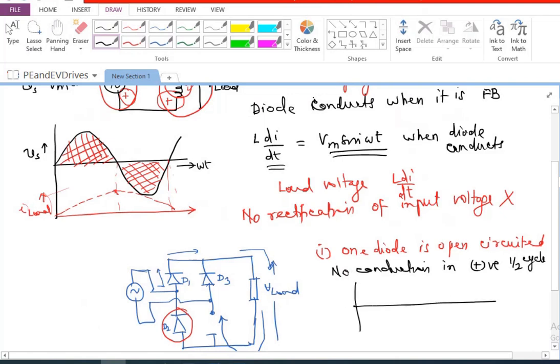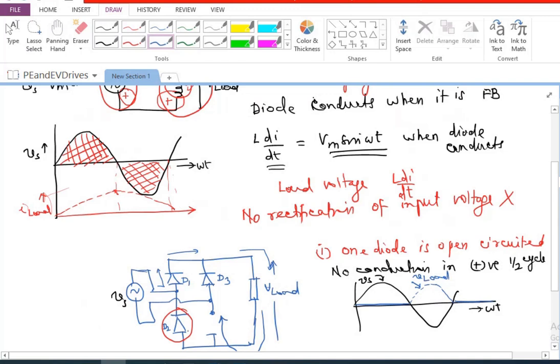So if I am talking about the supply voltage like this as Vs, then I'm going to have the output only during the reverse half cycle. So this will be 0. And I'm going to have 0 again. Only during the reverse half cycle, you will have some voltage coming up. So this is going to be the load voltage.